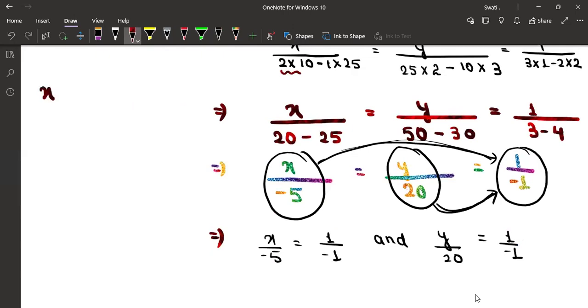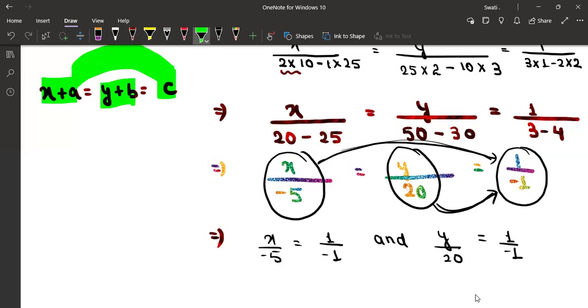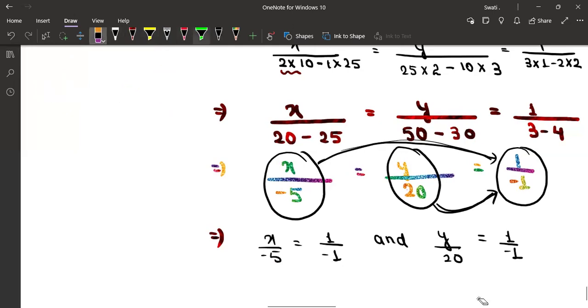If we have an equation like x plus a is equal to y plus b is equal to, let's say c, it means all three are equal to each other. So x plus 1 we can write with this, and y plus b we can write with this, right? That is why we are writing. Okay, so tell me now, can you tell me what is the value of x?